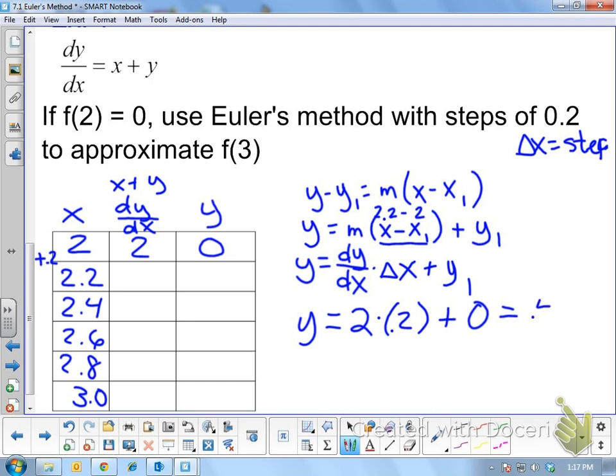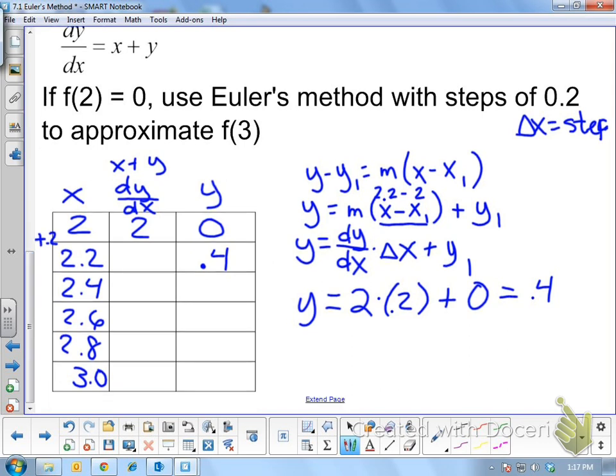0.4? So that's our new y value. 0.4 is our new y value. So then it's 2.2 plus 0.4 to find. So now we're done with this point. We've used it for our purposes. Now we're trying to look at the next 2 points.